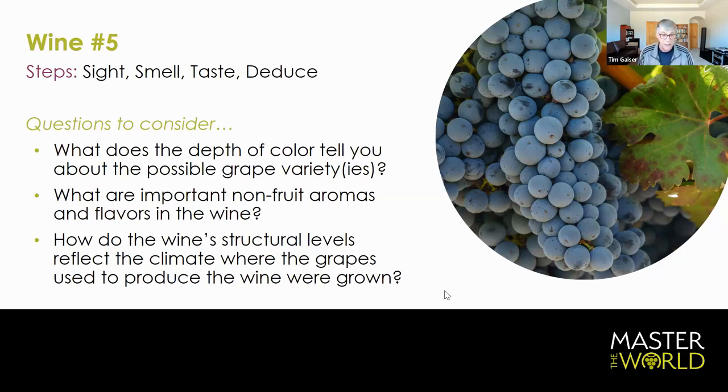And then finally, how does the wine structural levels once again reflect where the grapes were grown? Okay, that's important. So let's take a look at the wine, just like Li Meng is doing, against the white background. The wine's very deep in color. It's opaque. You can't read through it. I'm going to call this a very deep, opaque ruby. And if you take a look at the rim, it's a really deep fuchsia or purple, right? So we've got a thicker skin grape variety, a lot of pigmentation, and relatively speaking, it's young.